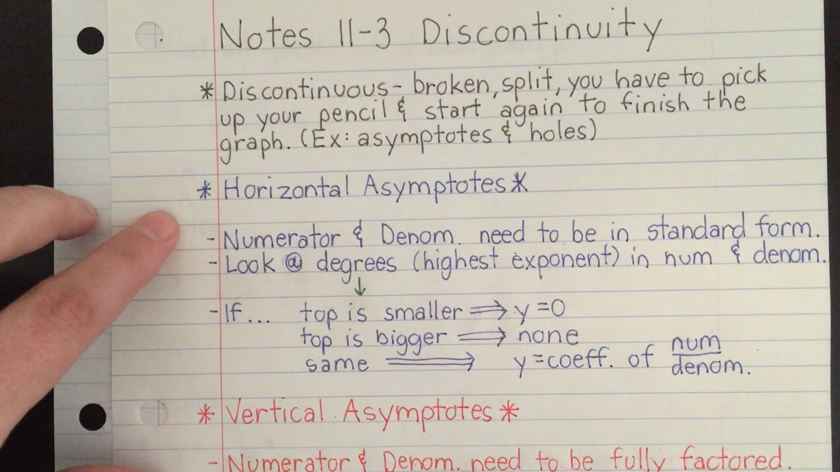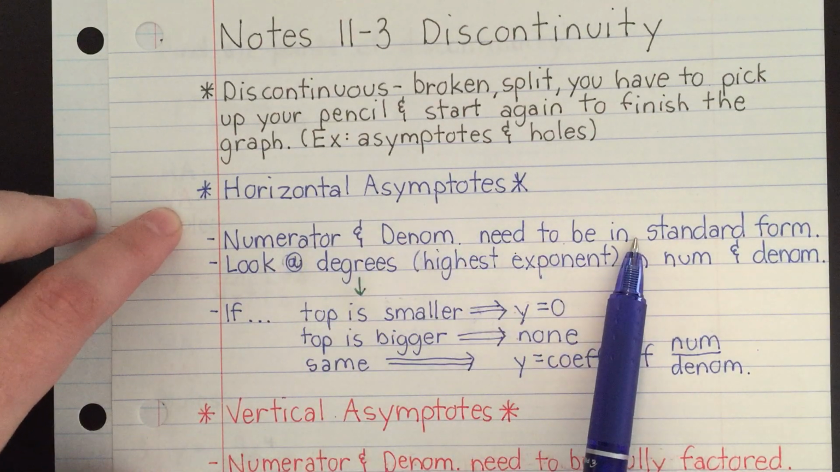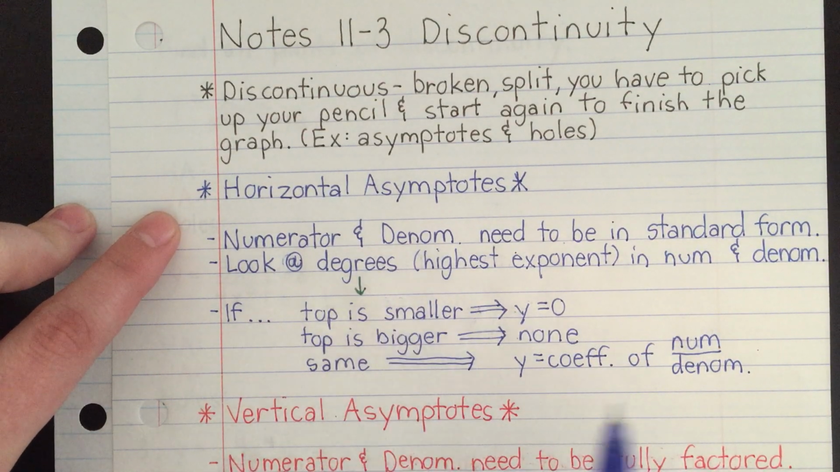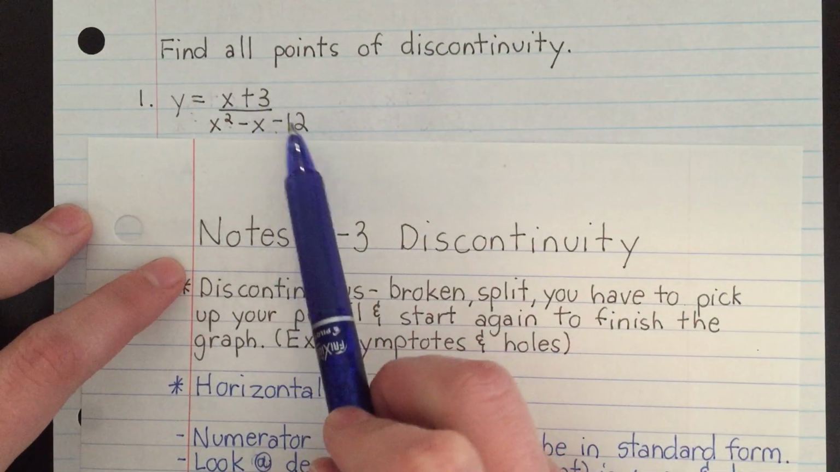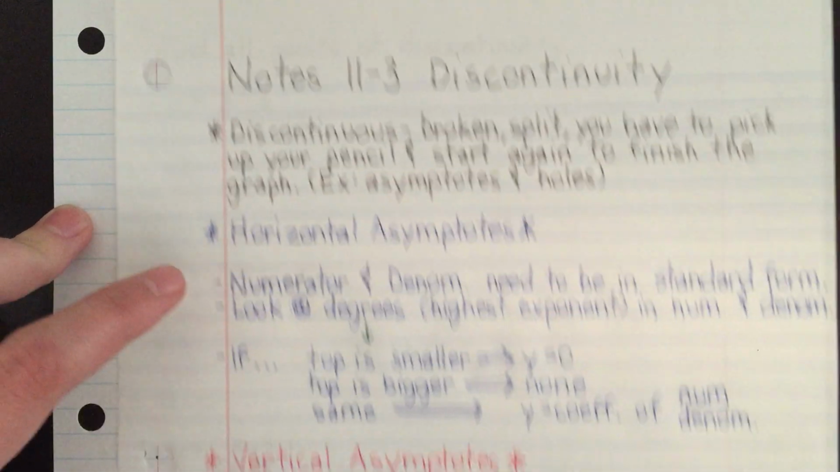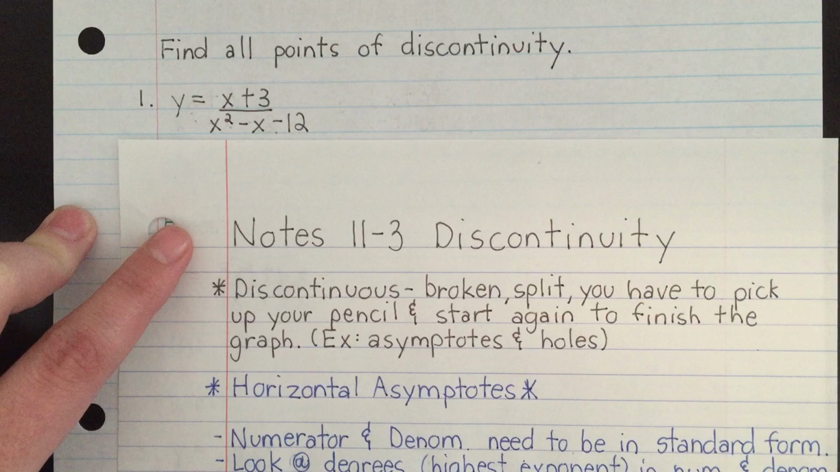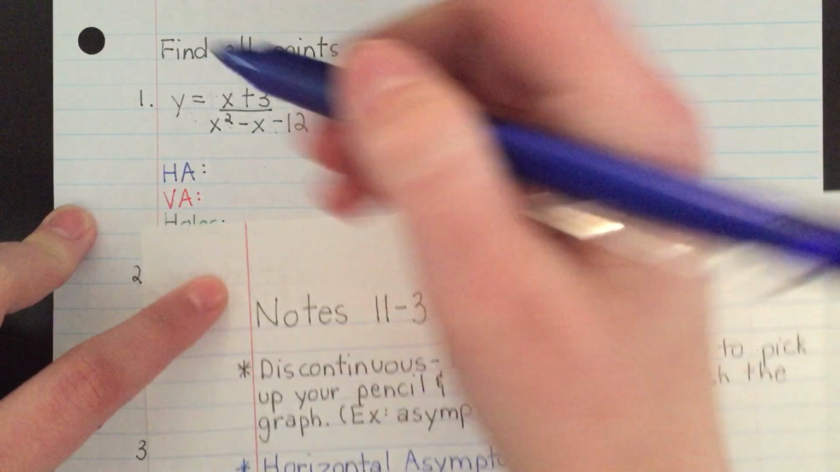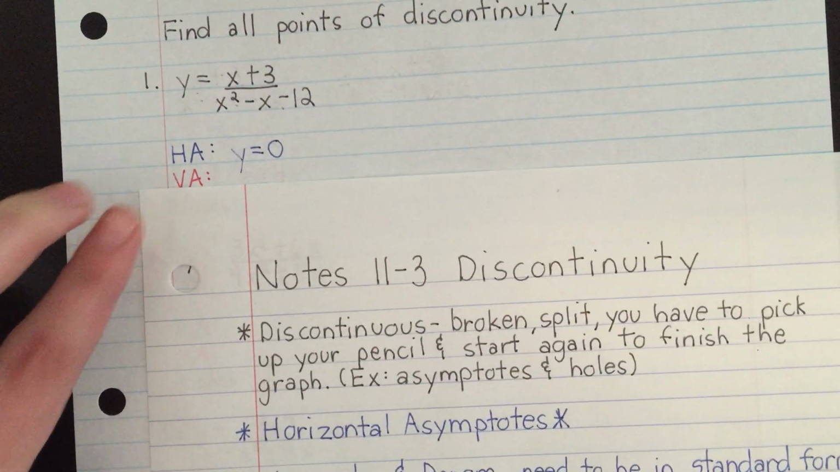Like what you wrote down, you'll recall that when finding horizontal asymptotes, numerator and denominator need to be in standard form. You need to look at the degrees, and that will tell you what the asymptotes are. Both numerator and denominator are in standard form, and because on this one the top is smaller, the top is 1, the bottom is 2, then my horizontal asymptote is y equals 0. Okay, now moving on to vertical asymptote.